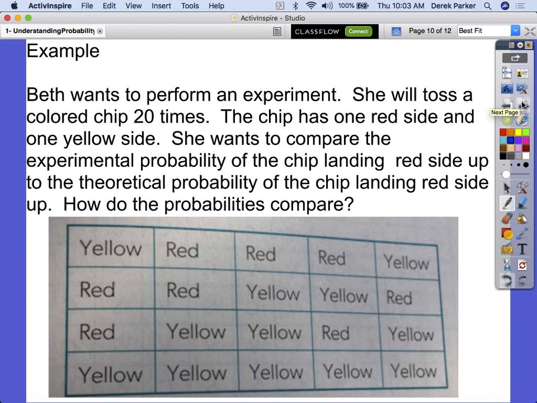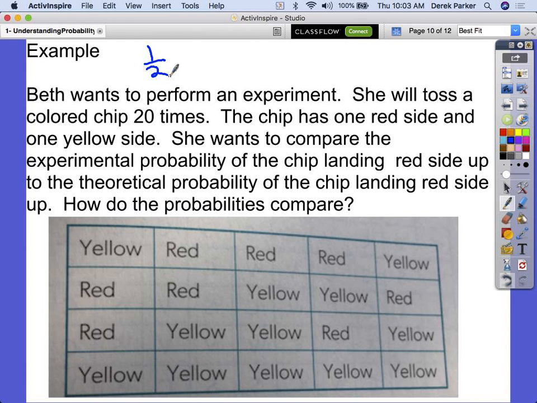Another example. Beth wants to perform an experiment. She will toss a colored chip 20 times. Okay, I think you should already know what the denominator is going to be here. The chip has one red side and one yellow side. She wants to compare the experimental probability of the chip landing red side up to the theoretical probability of the chip landing red side up. How do the probabilities compare? Okay, real simple. You should already know the theoretical probability here is just like flipping a coin. Our theoretical probability here is 1 out of 2. You got 1 out of 2 chances to get red or yellow.